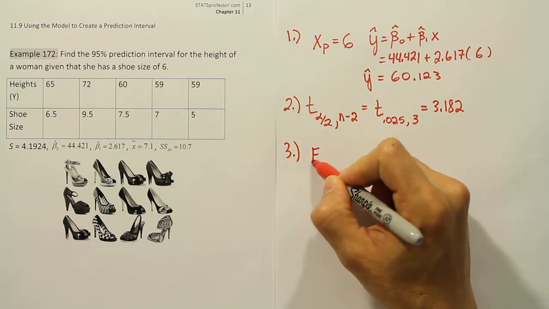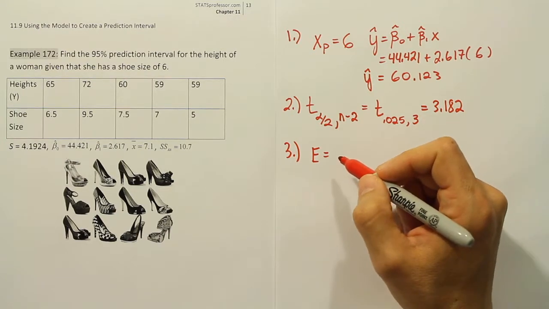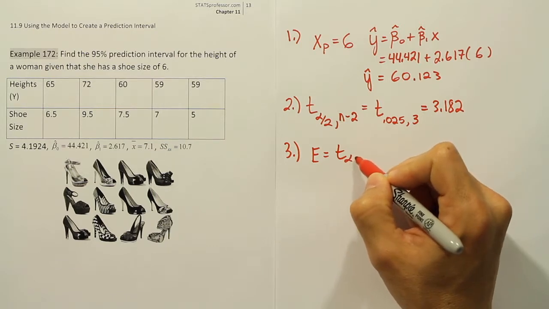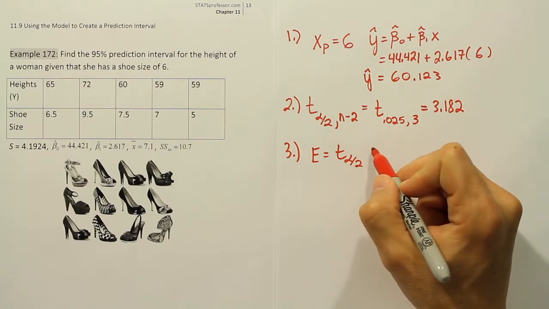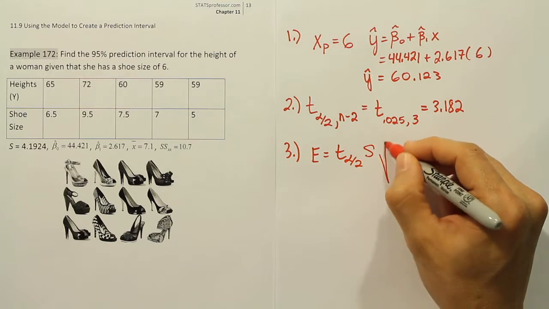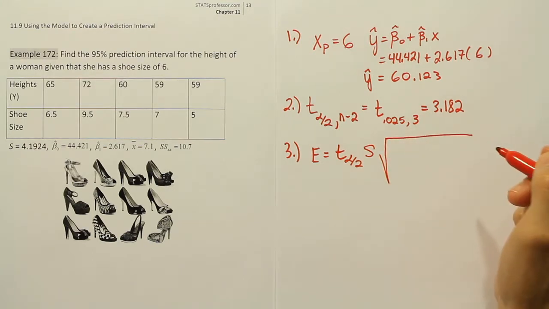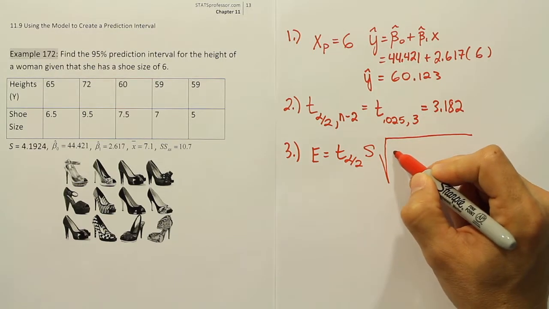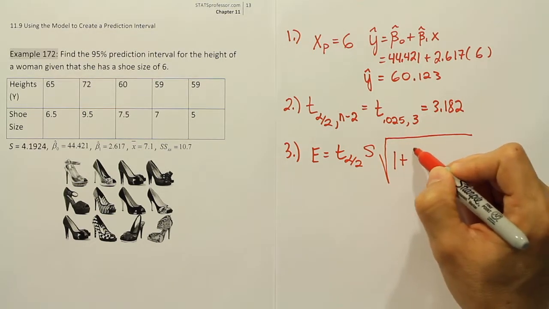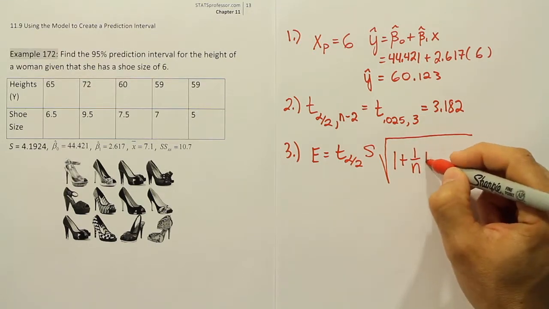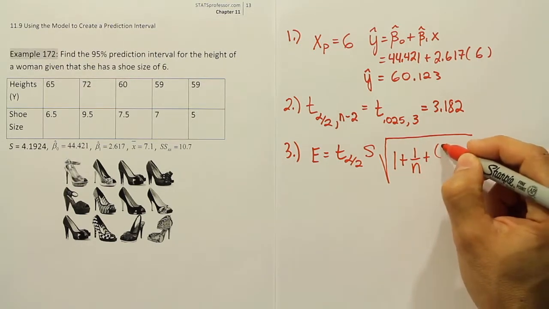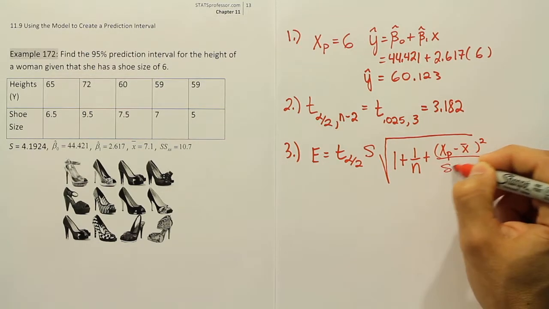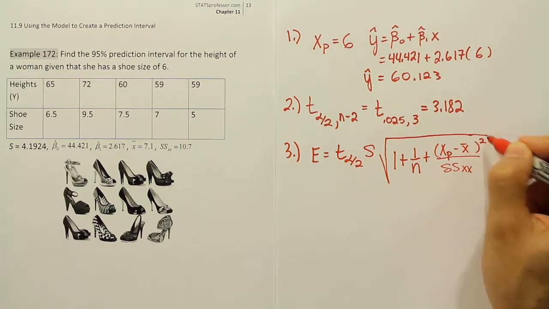That formula here is a little bit different than before. Before, we basically had a formula that was like this one, so let me write down what we have here first. It's t alpha divided by 2, s times the square root of, so everything up to this point is about the same actually as before. Before though, we had 1 over n first. Now we're going to have an extra value first. We're going to have 1 plus 1 over n. And then we'll have plus, everything else is the same. It'll be xp minus x bar squared divided by the sum of squares for the x values. So all of that is our value.